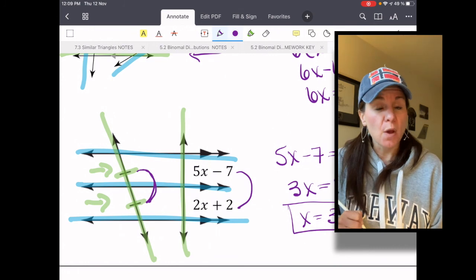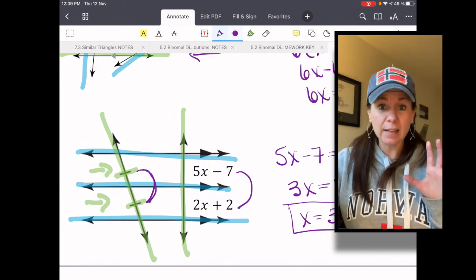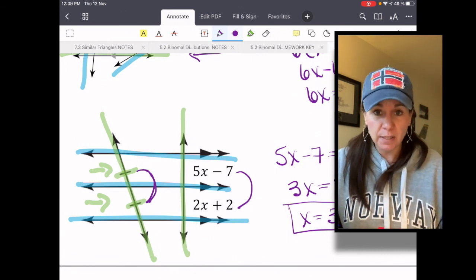So there we go. We weren't working with similar figures this time, but we got to see how parallel lines can create all kinds of really cool proportions.